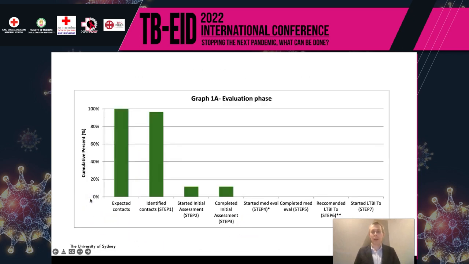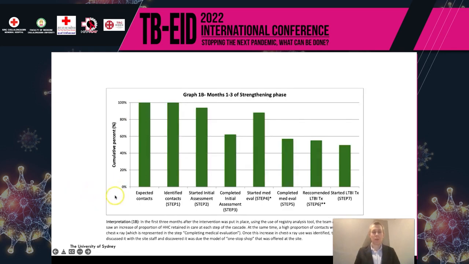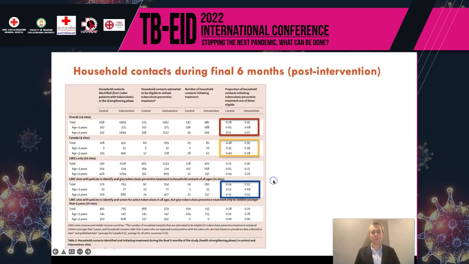You can see here an example before the intervention period of the cascade of care, and this was presented to the programs in a graph form like this. And then we used this to have discussions with them about how to improve participation. And then after the strengthening phase, you can see how at each stage of these seven steps there had been substantial improvement. So what did the study show overall?